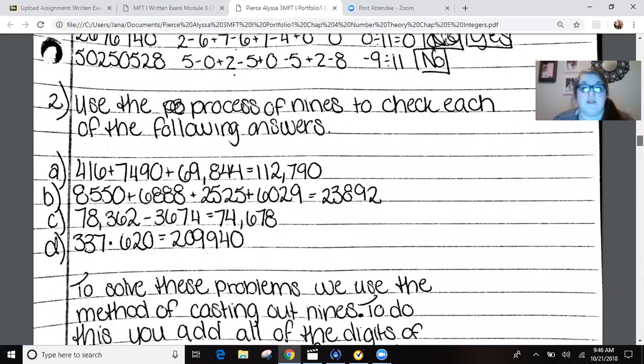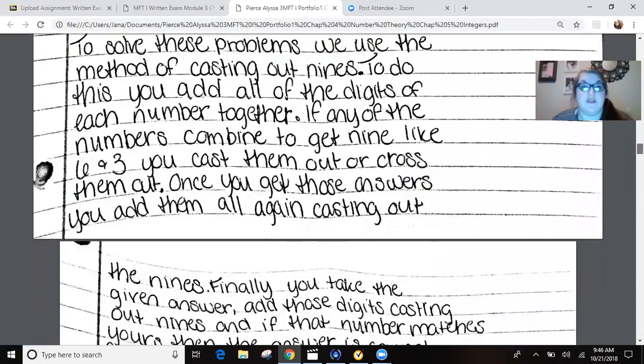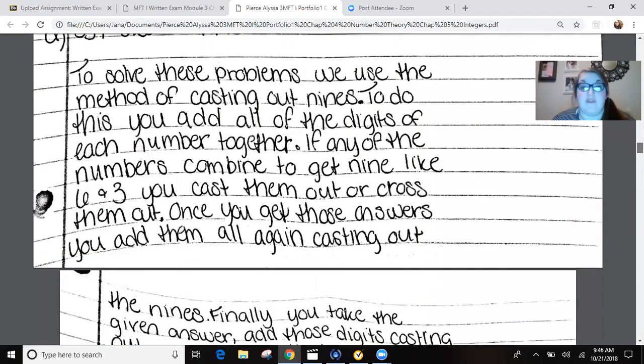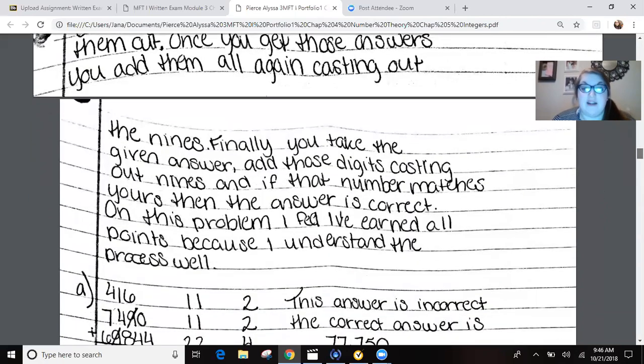We're to use the process of nines to check each of the following answers. So that's casting out nines. To solve these problems, we'll use the method of casting out nines. To do this, you add all the digits of each number together. If any of the numbers combine to get 9, like 6 and 3, you just cast them out or mark them off. Once you get those answers, you add them all again, casting out the nines. Finally, you take the given answer, add those digits, casting out nines, and if that number matches yours, then the answer is correct.